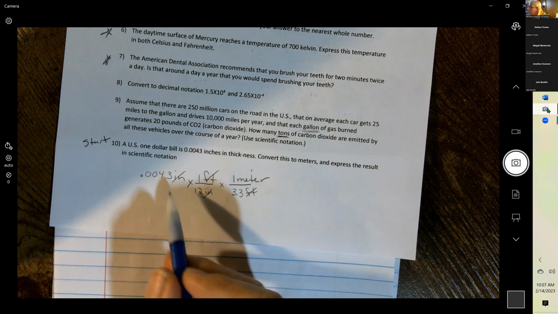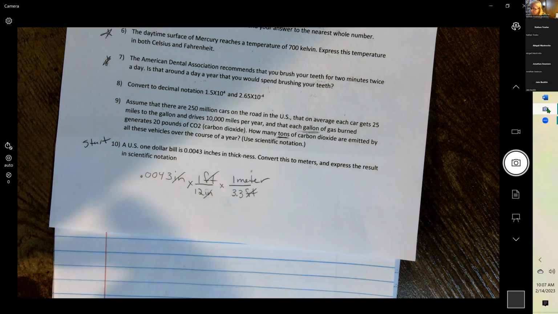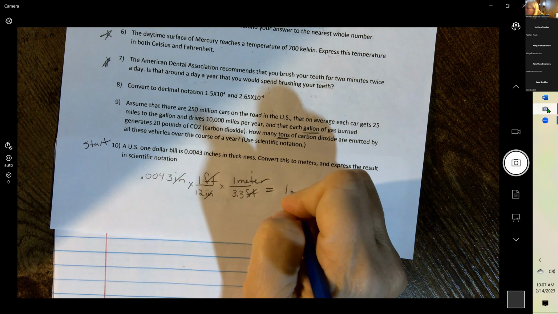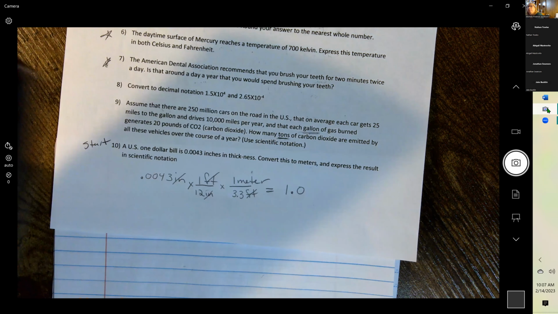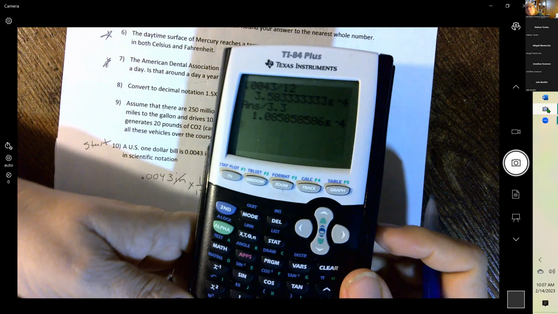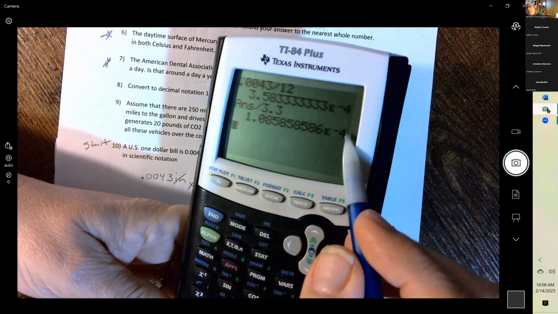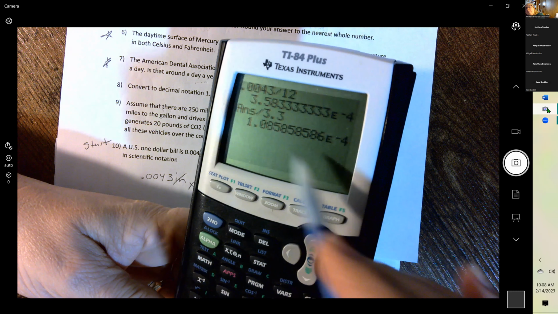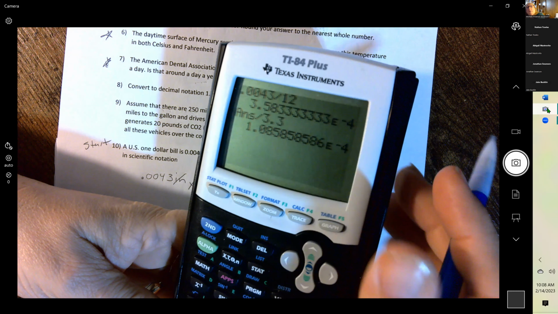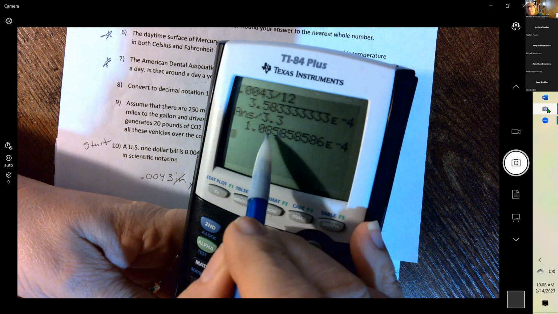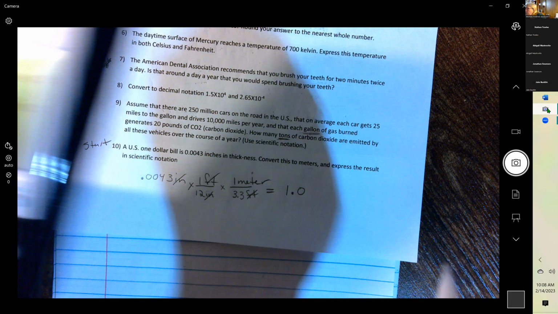We take our decimal and divide by 12 and divide by 3.3. This E is a 10, so it's 10 to the negative 4. It already put it in scientific notation for me. I'm going to go 2 decimal places, so this 8 is going to round to a 9.